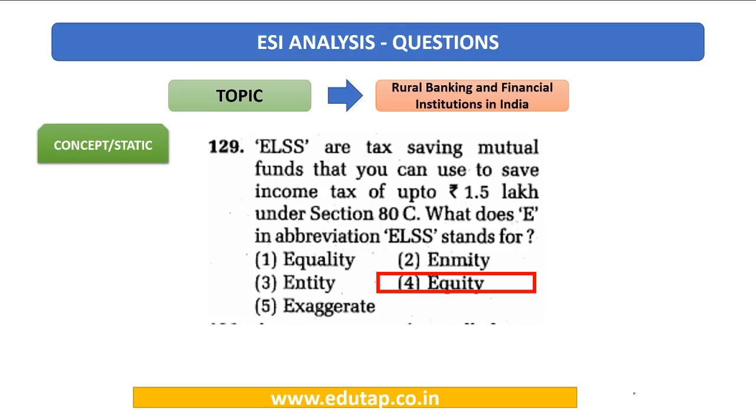Now this particular question can be linked to rural banking and financial institutions in India. When we come to NABARD's ESI syllabus, there are 4 topics that are different from RBI Grade B's ESI syllabus. So this is one of those topics that we have mentioned.